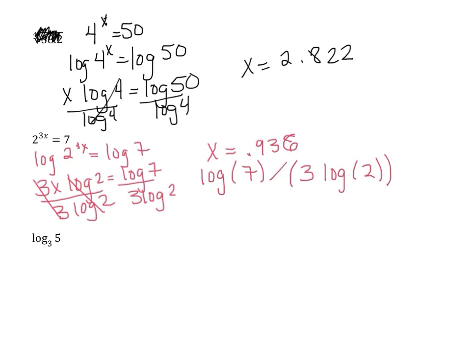Let's take a look at the last problem. This is where we will use the change of base formula. Using that formula, I'm going to choose to use base 10, because if I have base 10, I can plug it into my calculator. So I'll have log base 10 of 5 divided by log base 10 of 3. I enter those into my calculator, and I get 1.465.